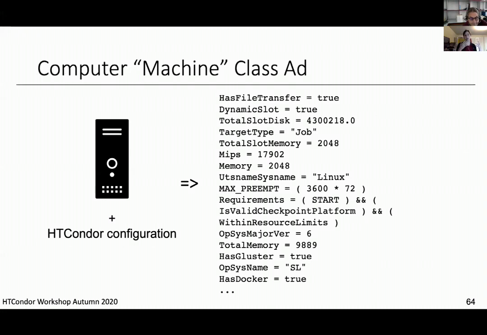Similarly, a computer ClassAd, in Condor speak often a machine, is generated from information about the computer, sometimes whether or not it has a GPU or its CPU speed, and how Condor is configured. You can see that the list of attributes is pretty different between a job and a machine because they're different entities.